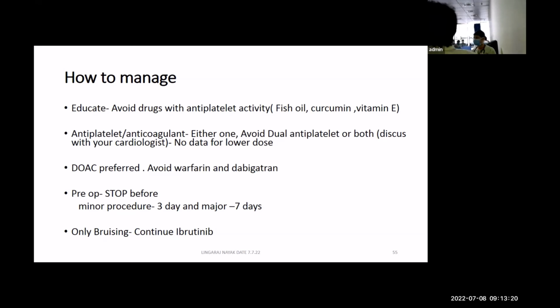So you have to see whether the patient is taking any alternative medicine, such as fish oil, vitamin E, or curcumin for that matter, also a mild antiplatelet activity. So that can aggravate this bleeding. So you have to check that in your drug chart for the patients. So as I said, antiplatelet, either one, avoid dual. Okay. No data for lower dose. If you go down on the dose of ibrutinib, whether bleeding is less, there is no such data.